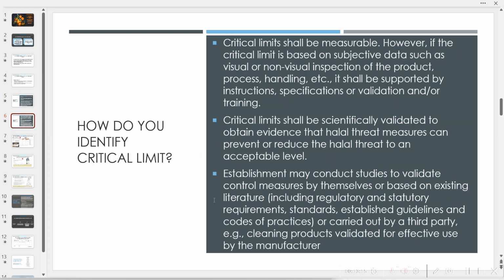Okay. This is an important part. How do you identify critical limit? Macam mana nak mengenal pasti hard critical? Critical limit. The first part is it shall be measurable.